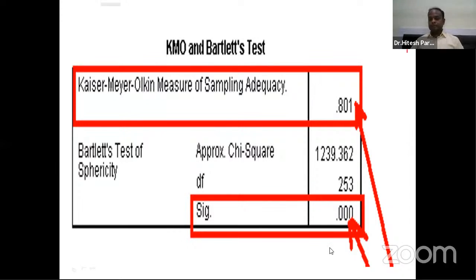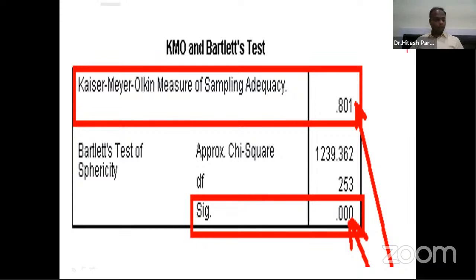The p-value is less than 0.05. It is 0.000, so it is less than 0.05. So the null hypothesis can be rejected at the 5% level of significance. And what was our null hypothesis? Our null hypothesis is that the intercorrelation matrix is an identity matrix. So it is rejected. It can be concluded that the intercorrelation matrix is not an identity matrix.